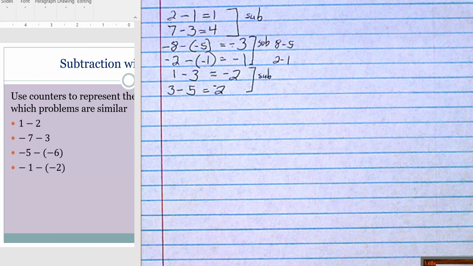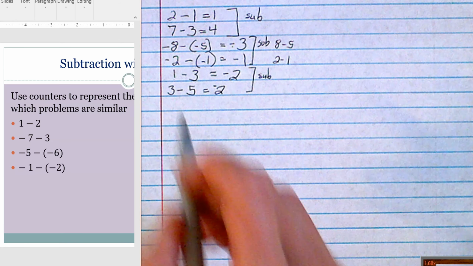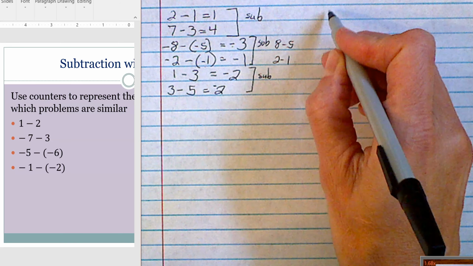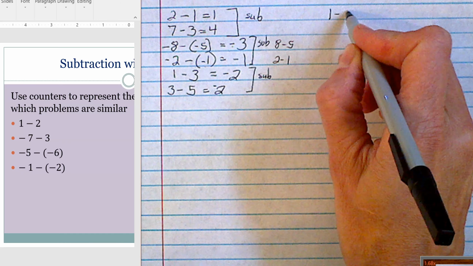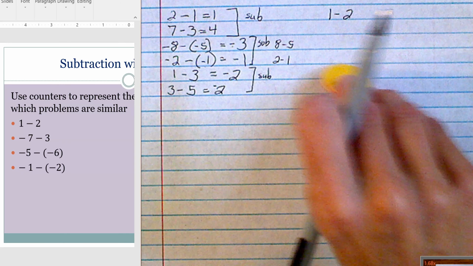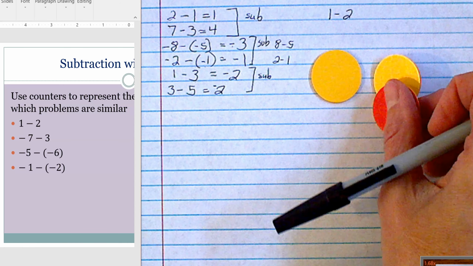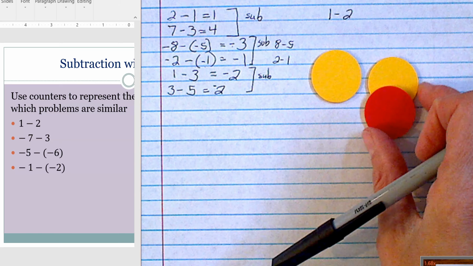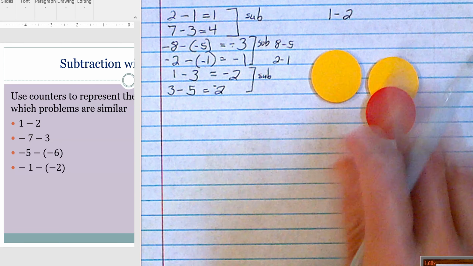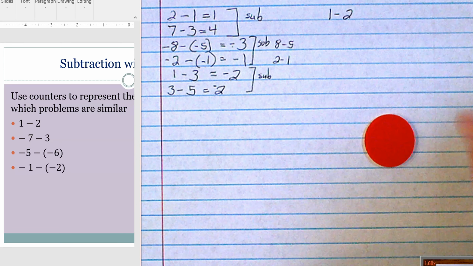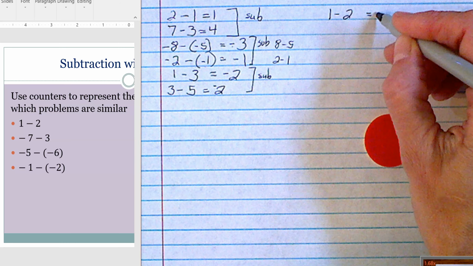We'll continue looking at subtraction of integers. In this first problem, it looks very similar to one that we just did. I'm going to write it over on the right. 1 minus 2. I'm starting off with 1 positive, and I need to take away 2 positives. So to do that, I need to create a 0, thus giving me 2 positives to be able to take away, leaving me with a -1.